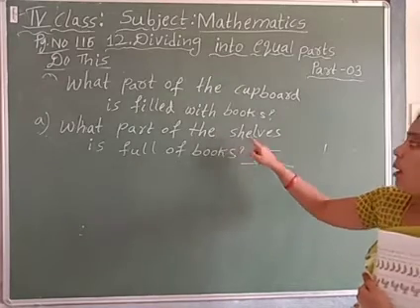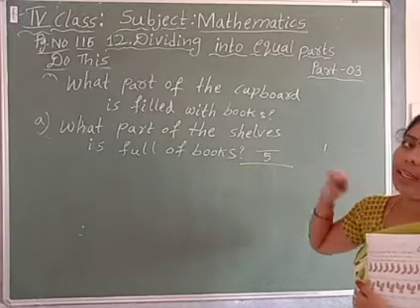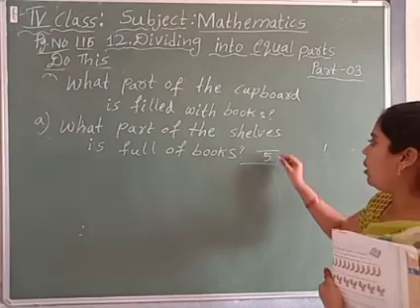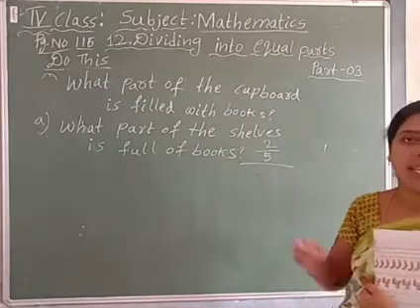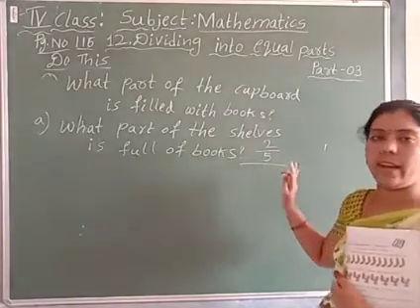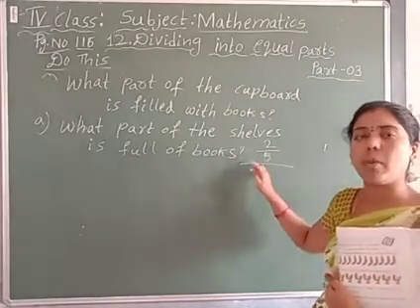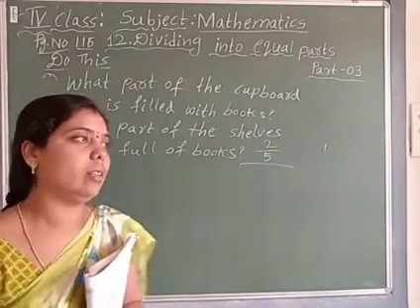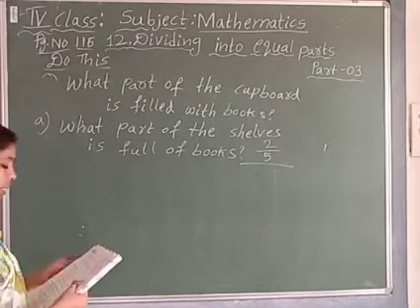So which part of the shelves is full of books? How many shelves are full of books? So 2 shelves only now. That number 2 you will write in the numerator place. Understand now? 2/5. So what part of the shelves is full of books? 2/5 part. Same like that.